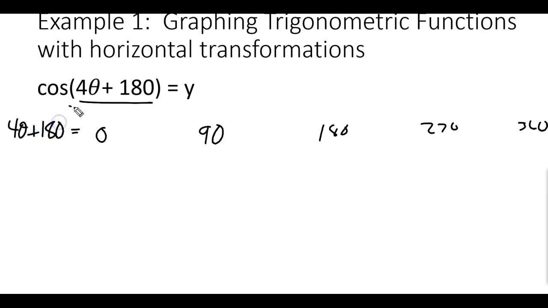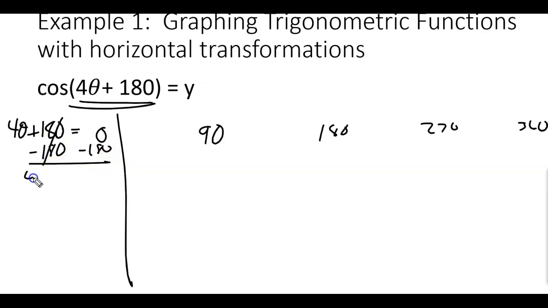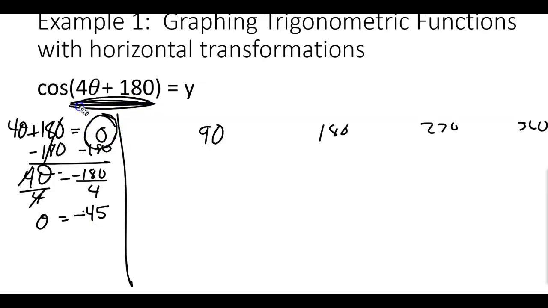I'm going to take the argument here, 4 theta plus 180, and I'm going to set it equal to my first angle. I'm going to minus the 180, and then I'm going to divide by 4. And I end up with negative 45. So now usually with cosine I would start at 0, but because of this phase shift and compression, we're going to be starting at negative 45 now instead.